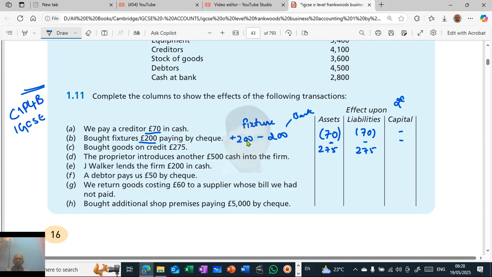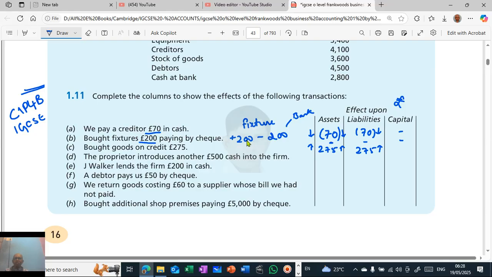So you can say assets are going up, and liabilities are also going up. For the second one, this is coming down, and liabilities are also coming down, so there is no effect.